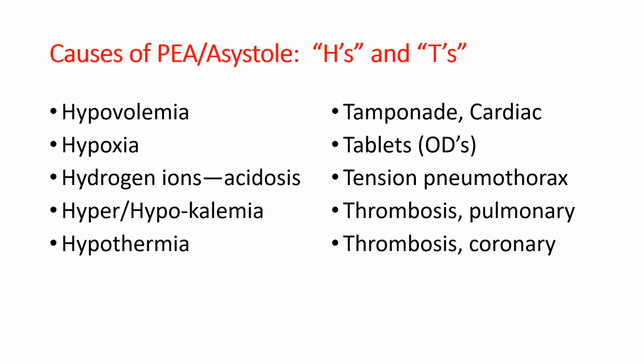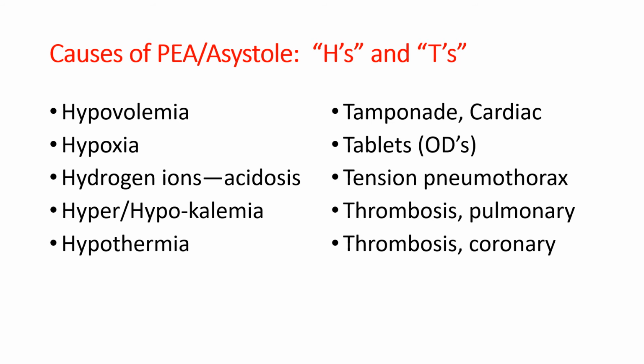So your H's and T's. Huff mentions hypoglycemia as a cause of PEA, but it's not in the ACLS guidelines, though it's not something you can't rule out. Your H's are hypovolemia, hypoxia, hydrogen ion, such as in a metabolic acidosis, hyper or hypokalemia, hypothermia. Your T's are tamponade, cardiac tamponade, tablets or toxins, tension pneumothorax, and thrombus, such as in a PE or MI. So this is where your H's and T's come in.